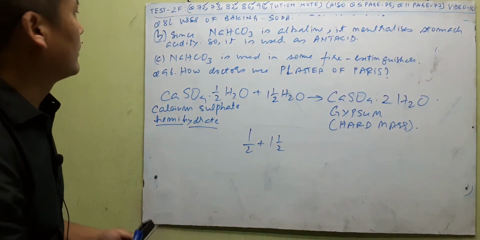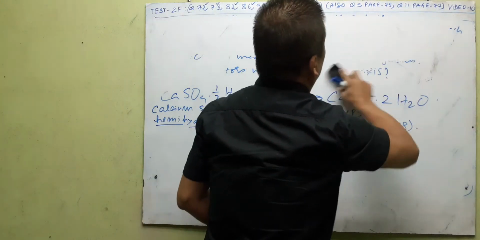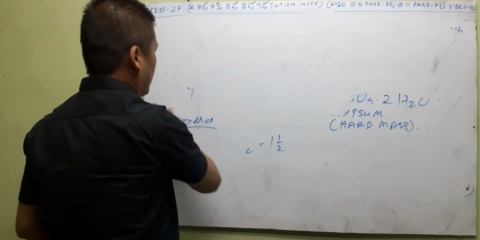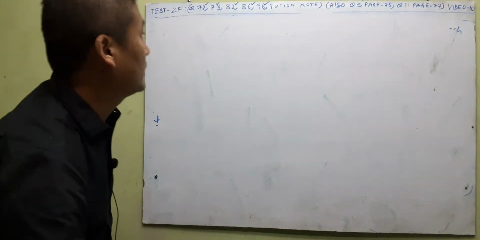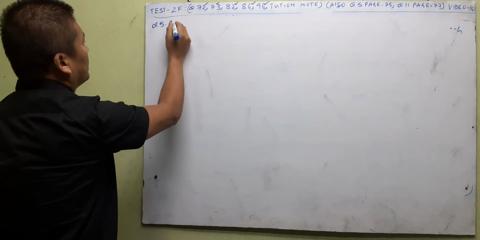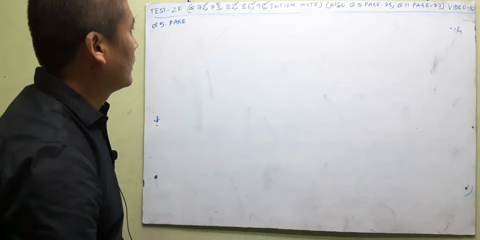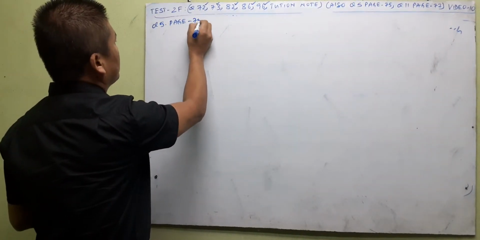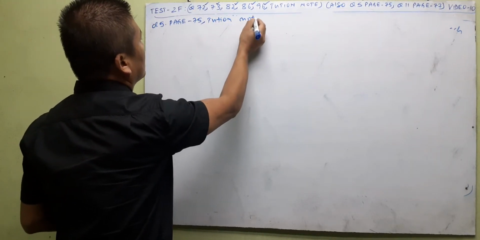Okay, 96. Then let us go to 2 more questions that are there. Let us go to question number 5, tuition note. Page 75, if you have the tuition note, you can do it there itself with your pencil. If you don't have, just follow me. Question number 5. Page 75, tuition note.